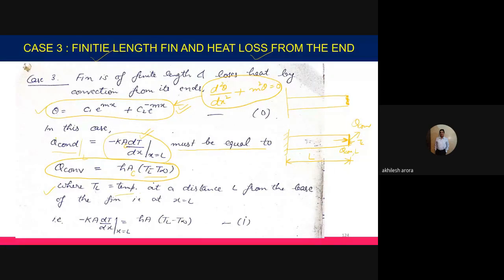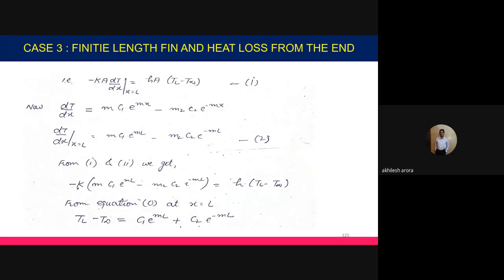Now where TL is the temperature at a distance L from the base of the fin, that is at x is equal to L. So when I put these two values equal, I get this particular equation: minus k Ac dT by dx at x is equal to L is equal to h Ac TL minus T infinity. I hope this is clear to you. Once again it is the same equation, Ac here and Ac here.